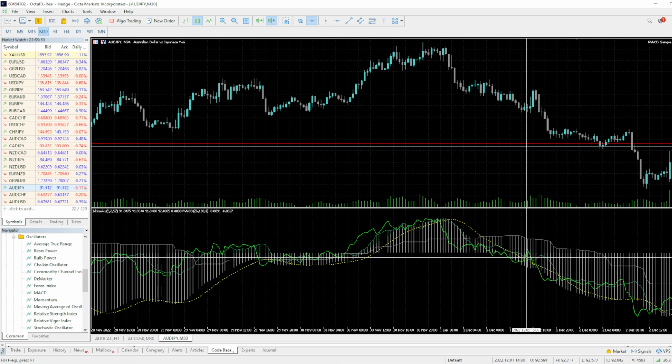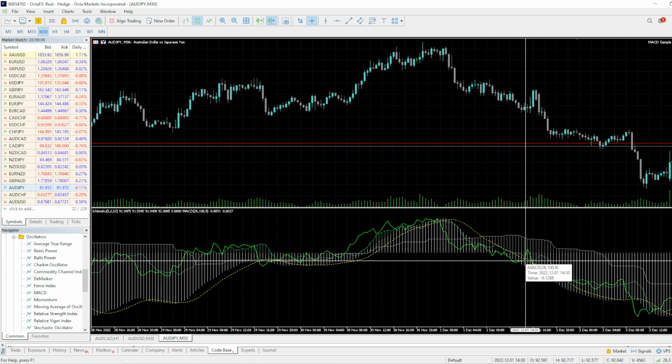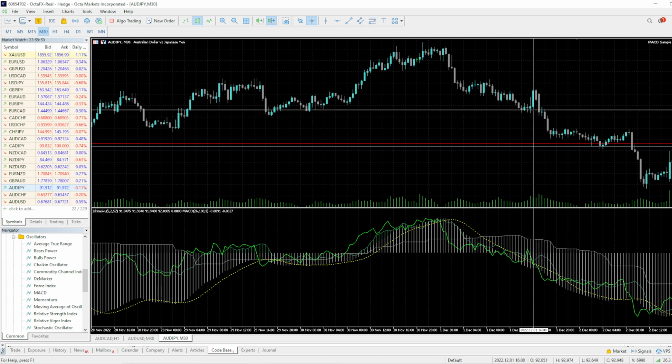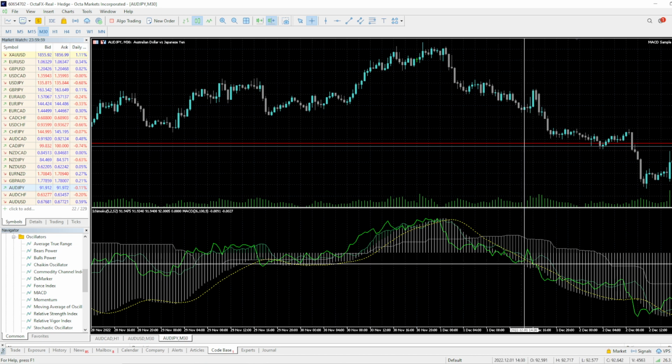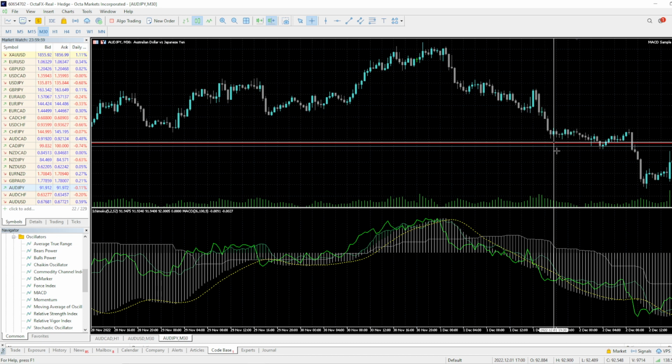But here it goes into the cloud. You can see it goes into the cloud. You're not going to buy. Why is that? The MACD line is in the sell. When they exit from the cloud, here you sell. Take a look.